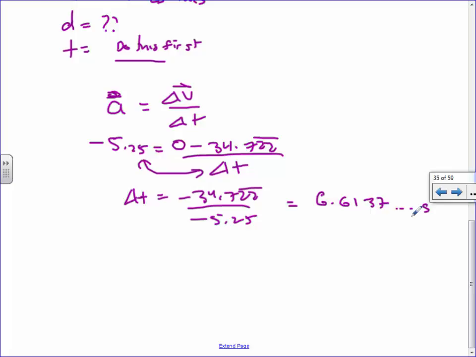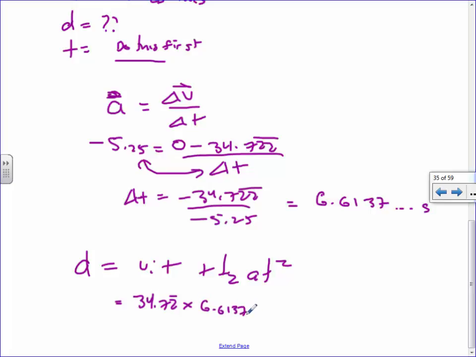So here's our last step. There's a lot to do. Now let's use the formula d equals v_i t plus 1/2 a t squared. We use that formula because I want to know the distance, right? But I know my initial velocity. I was originally traveling 34.72 repeating. I know how long it's going to take me, because the time I just found a second ago was 6.6137, something like that.